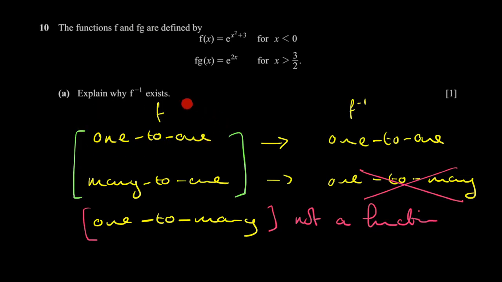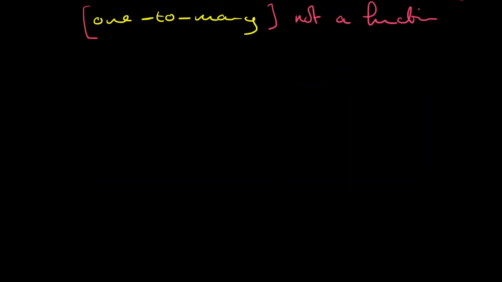So what we're left with is only one-to-ones, because if we've got a one-to-one function, we invert it, we get another one-to-one, and that's totally fine. So basically, f of x, what is it? It is going to be a one-to-one mapping. So e to the power of x squared plus 3, where x is negative, basically is going to be one-to-one. And if you're not sure about that, by the way, it's because it will look something like this.